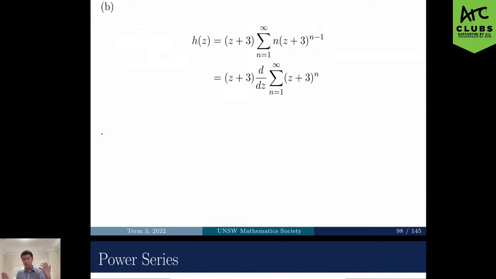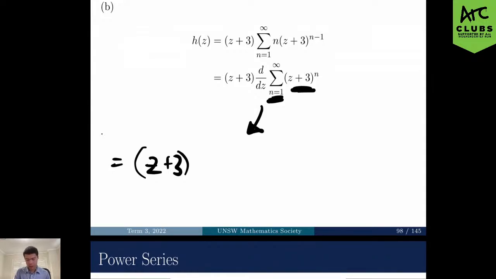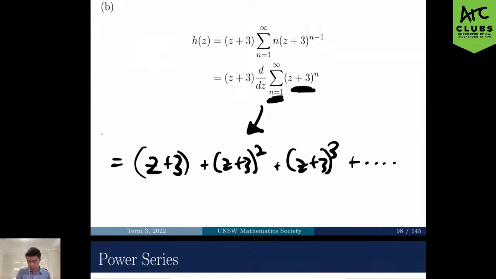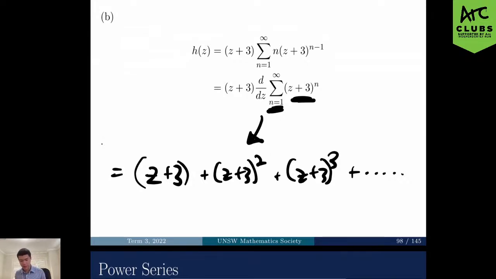Okay? And as with any geometric series, you'll do this so many times over the course. But just write out what it looks like. This is equal to the sum from n equals 1 all the way up to infinity of (z plus 3) to the n. So it starts with z plus 3, goes all the way up. And what you'll find is that you've got this sum of linear terms.